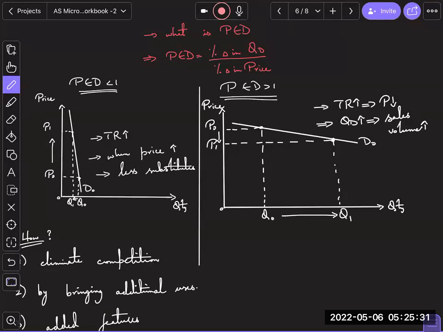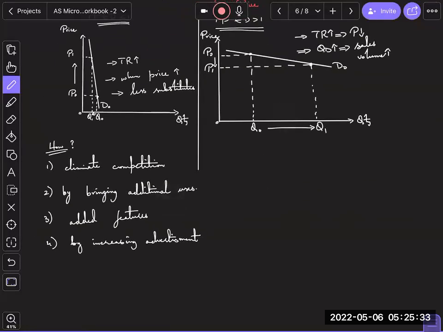And how can you do this? How will you make your product more elastic? How can the firm make its product more elastic? Anyone?